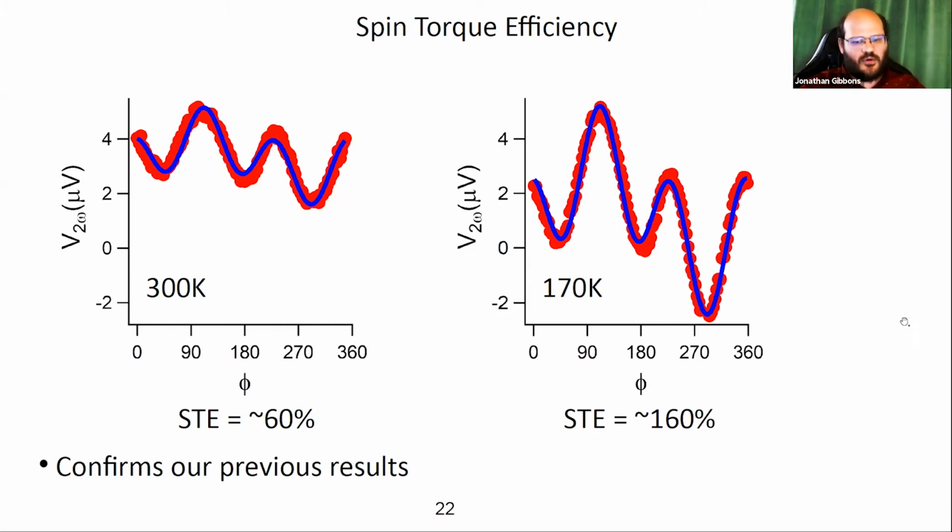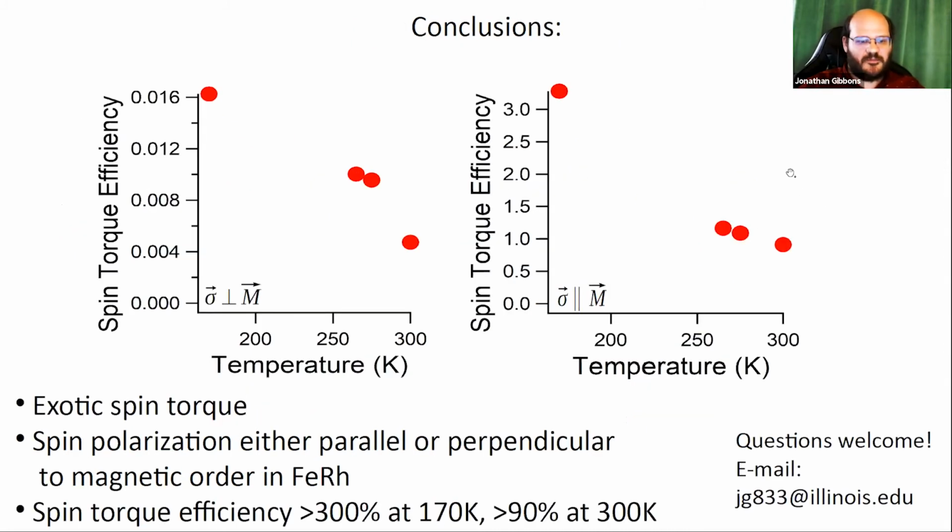And then once we cool down to 170 Kelvin, we see a spin torque efficiency of 160%, which is still very large, but once again, a little smaller than what we saw from spin torque ferromagnetic resonance. But this does confirm our large degree of temperature dependence, our perceived exotic nature of our spin torque, and also that we're getting very, very large spin torque efficiencies.